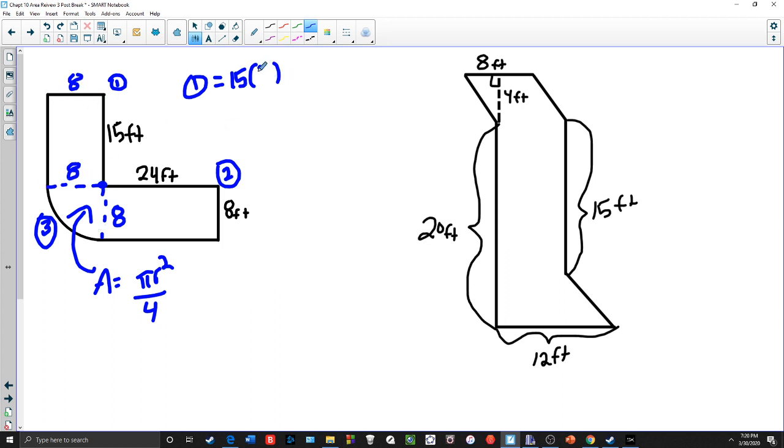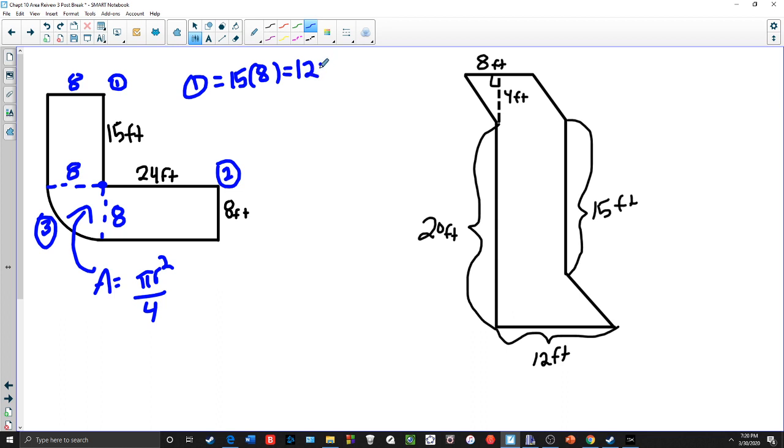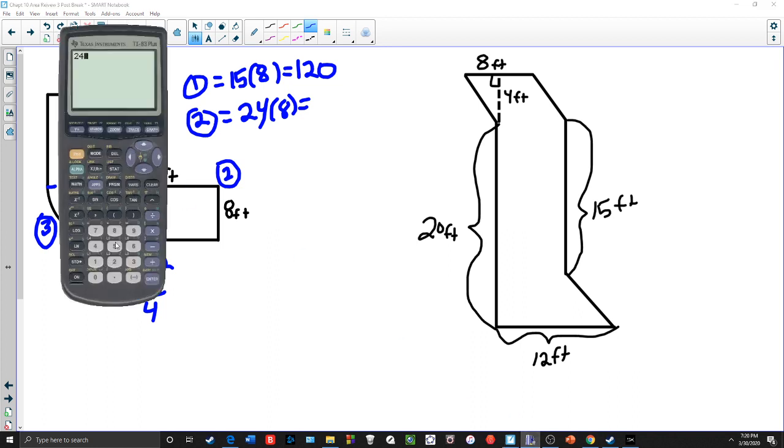So that'd be 15 times 8, which, if I just check my math here, 15 times 8 gives you 120. So 120. The second one is pretty similar. It's just going to be 24 times 8, because my line right here is now 24, not 15. So we do that. 24 times 8, we get 192.